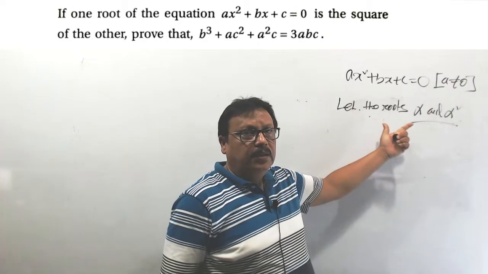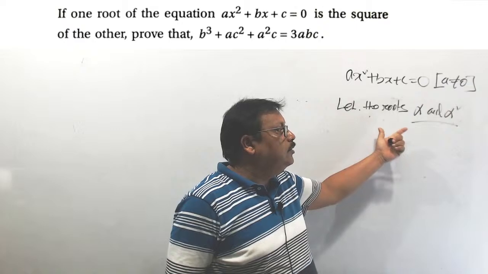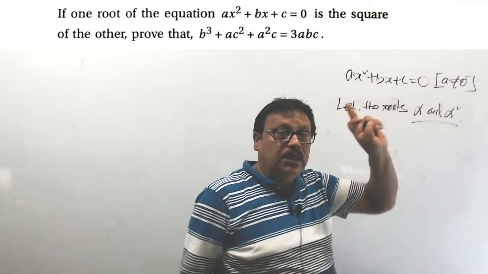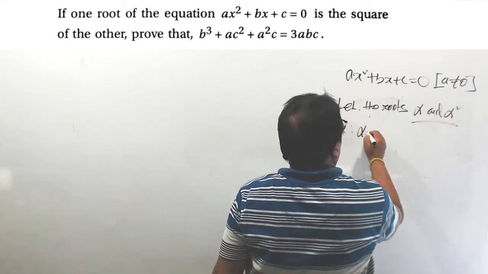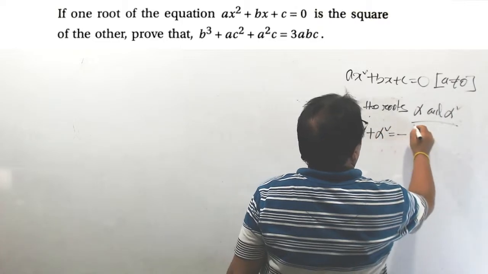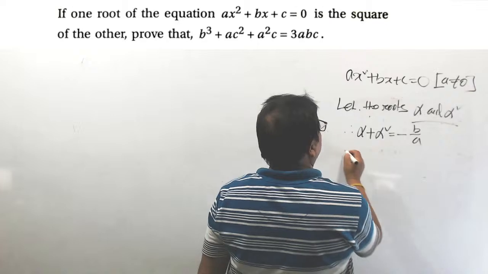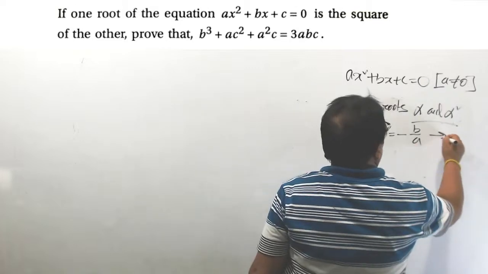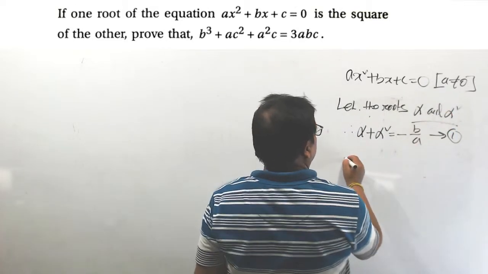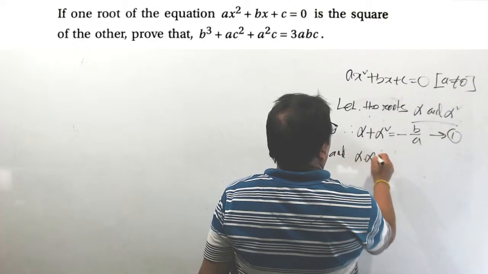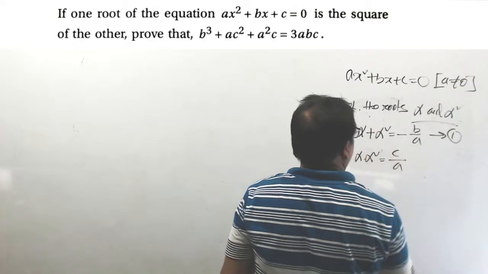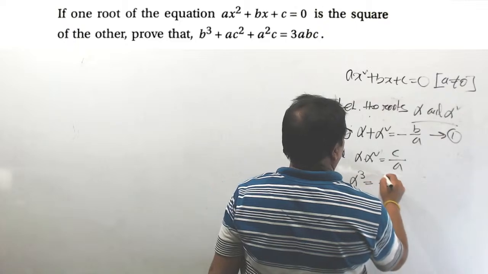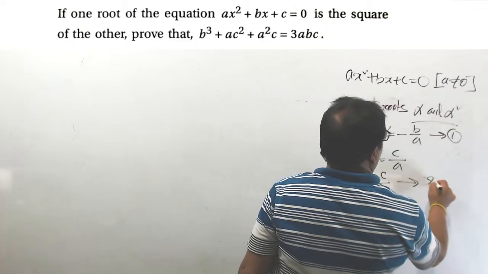According to the equation, what's the condition? One root of the equation is the square of the other. Clear? Therefore, sum of the roots is equal to minus b by a. Do you understand? Keep it as it is, give it number 1. And product of the roots, that is alpha into alpha square, is equal to c by a. See what this implies, alpha cube is equal to c by a. Give it number 2.